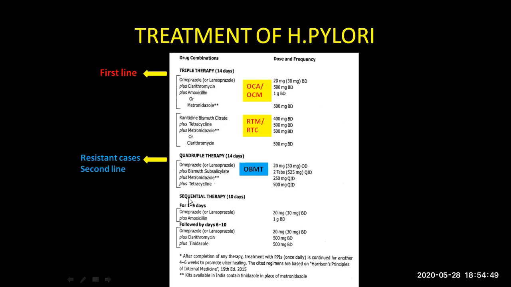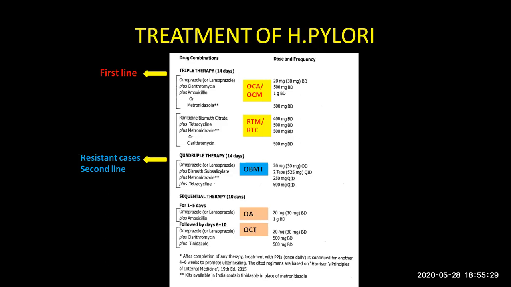The last one and the newer one is sequential therapy, which is given only for 10 days. Thereby, it has good patient compliance. The patient will definitely complete this therapy. And here there is a two-step regimen. For the first 5 days, you can give omeprazole and amoxicillin, OA. Omeprazole is given in the dose of 20 milligrams BD with amoxicillin 1 gram BD. And then from day 6 to day 10, OCT: omeprazole, clarithromycin and tinidazole. Omeprazole at 20 milligrams BD, clarithromycin at 500 milligrams BD, and also tinidazole at 500 milligrams BD.